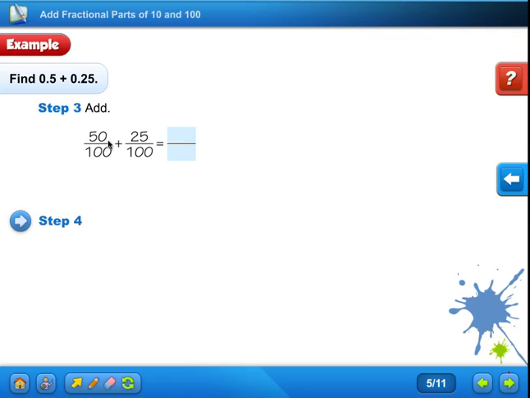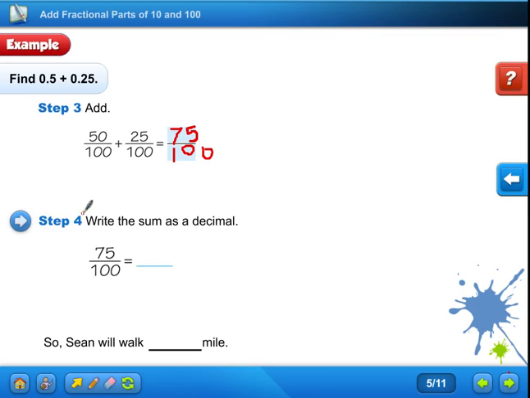All right, so now we have 50/100 plus 25/100. So what's the answer going to be? Well, if your bottoms are the same, add your tops. Well, my bottom's the same, so I'm going to keep my bottom down here. And I'm just going to add my tops. 50 plus 25 is 75. All right, step 4.